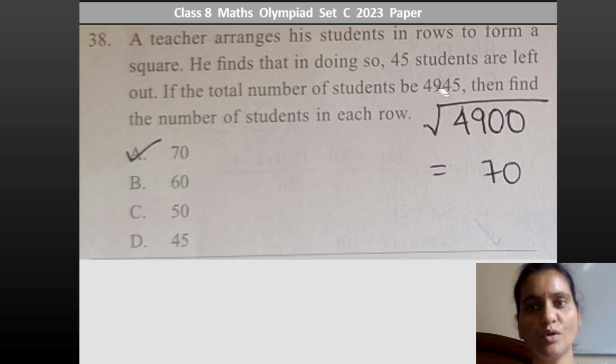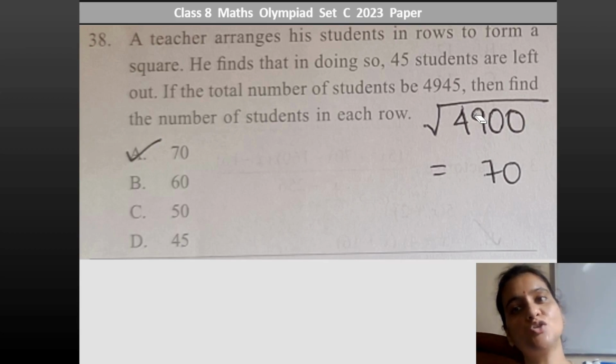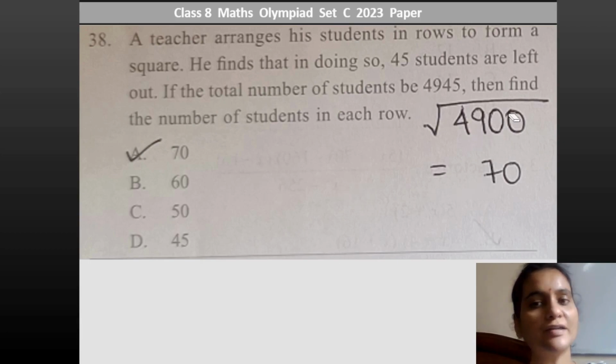So it's very easy. 4945 minus 45 will give us 4900, which is written already here. 4900 are the total number of students who are arranged in a square, and the rest 45 are outside. They are not inside the square. So in each row, how many children will be there? Obviously, we have to find the square root of 4900. So 49 is actually how much? 49 is actually 7 into 7.